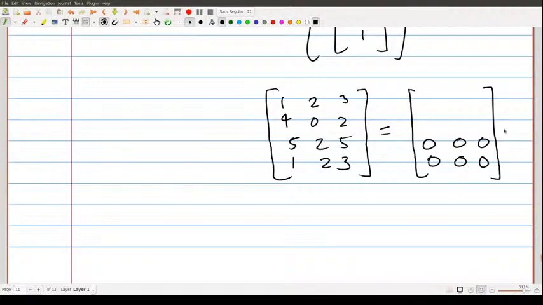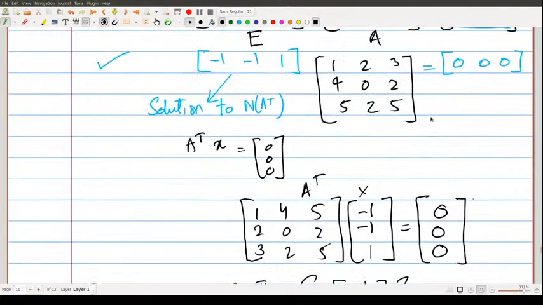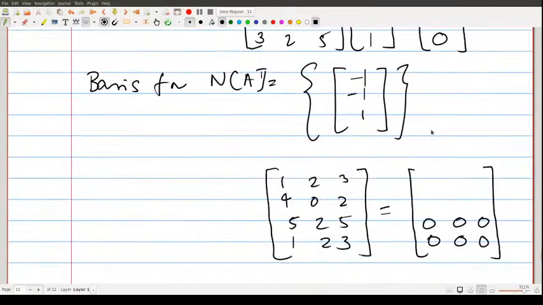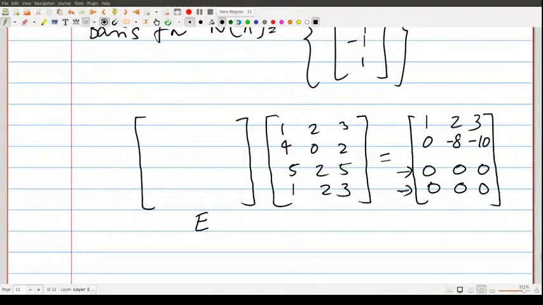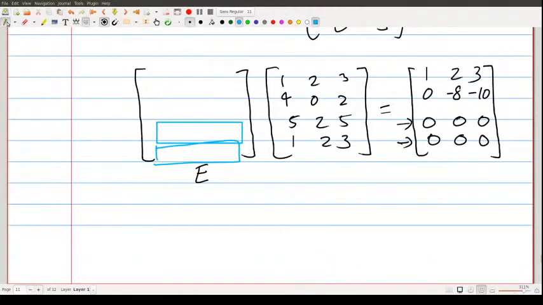But you will get some non-zero entries here, and since this is the same matrix, you will get 1, 2, 3, and 0, minus 8, minus 10, once you complete the Gaussian elimination process. So now you have two rows, and how do you find the null space, the vectors corresponding to the zero rows? You just find the elimination matrix that you were working with, and you take the two rows that gave you these two zero rows. Those will be in the basis for the null space.